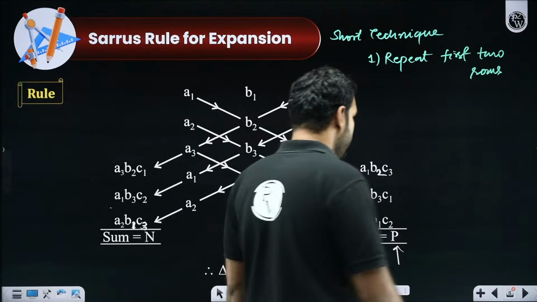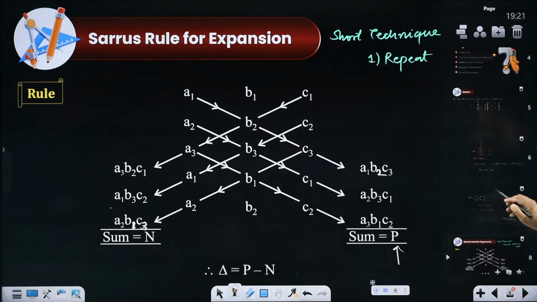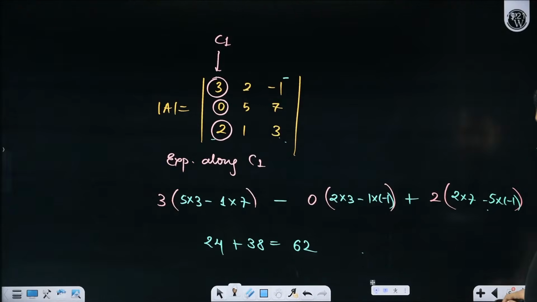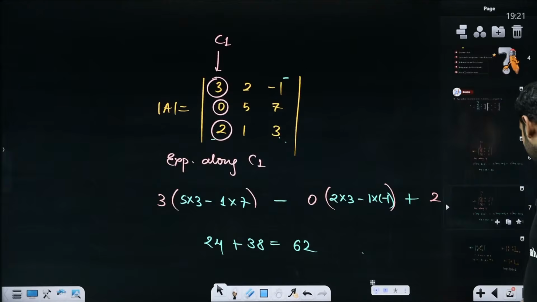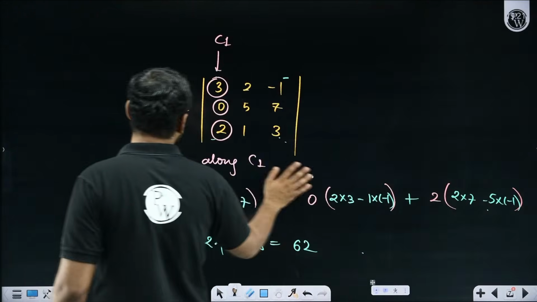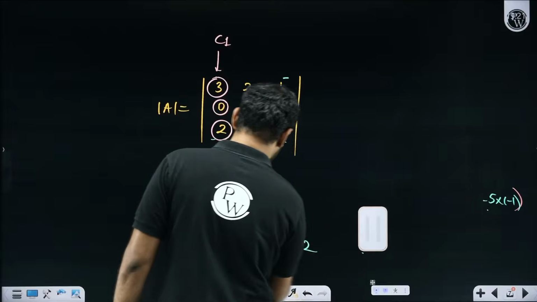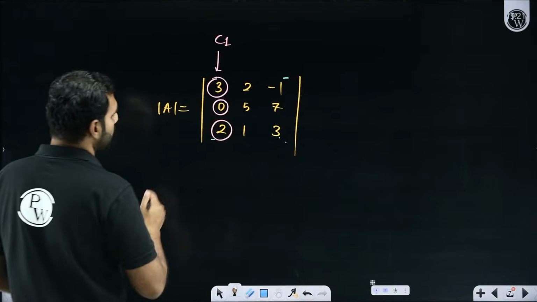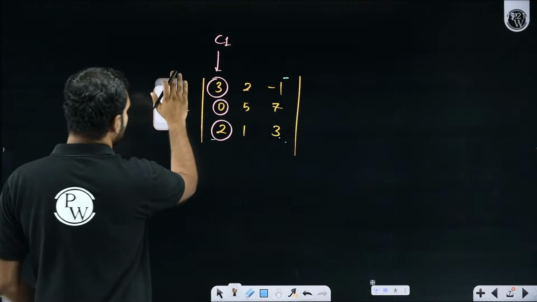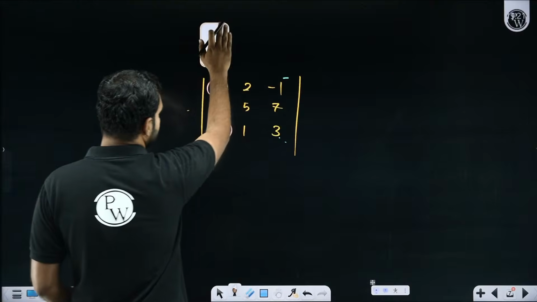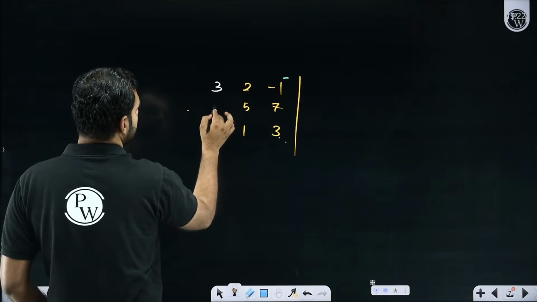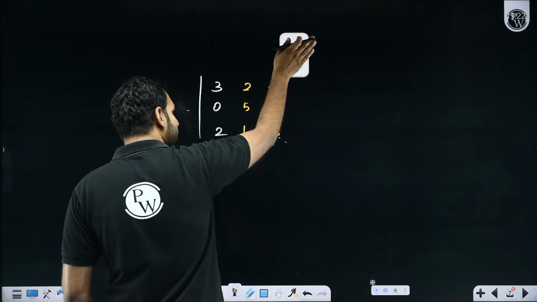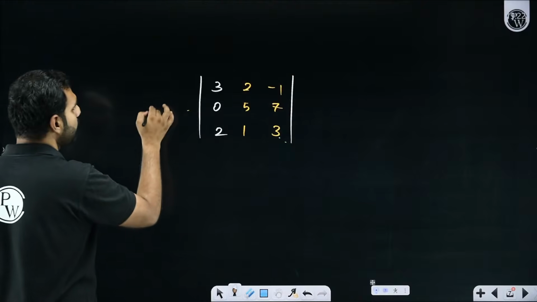Yes. If you don't believe me, I'll prove it with this example which we have just discussed. This was your matrix whose determinant we were trying to find out. So let us discuss its determinant with the help of Sarrus rule for a while. So let me write it one more time so that we do it more correctly. This is 3, 0, 2, 2, 5, 1, minus 1, 7, 3. Yes or no? This is your matrix A, and its determinant we are trying to find out.